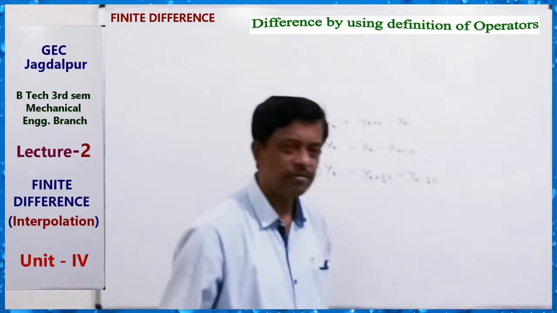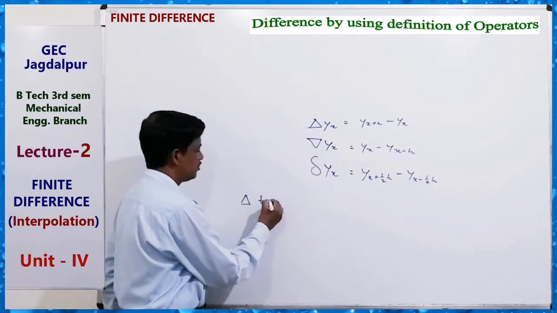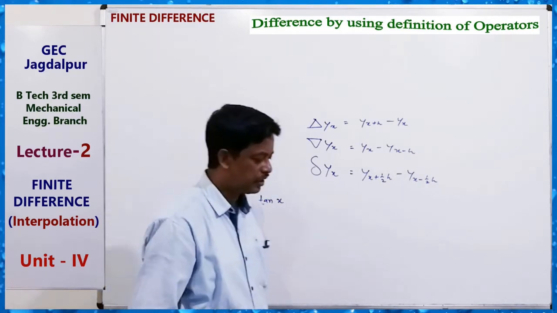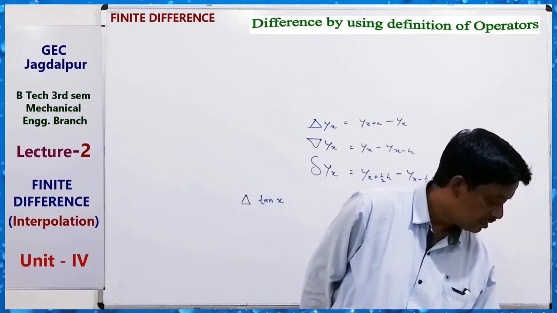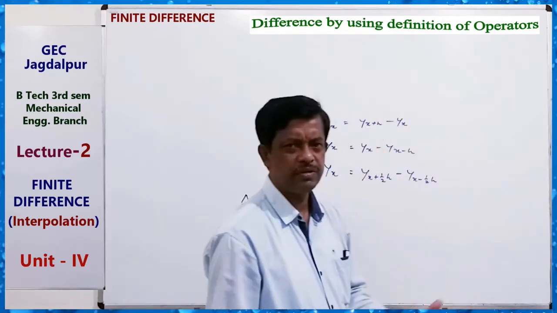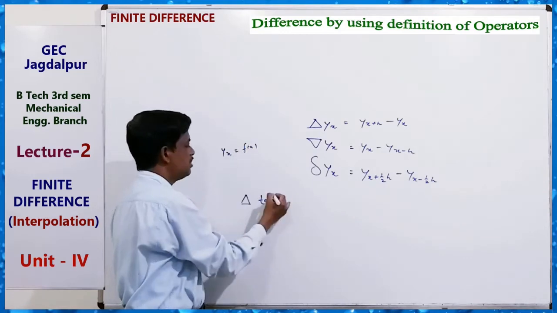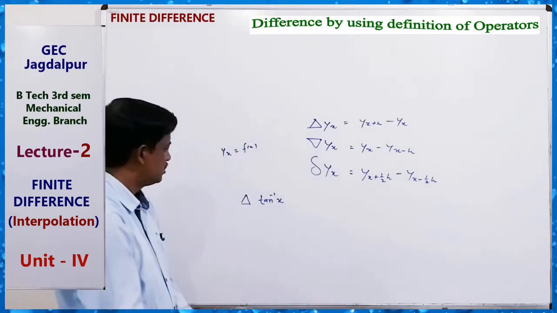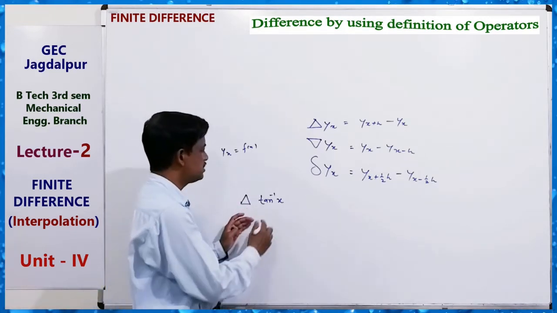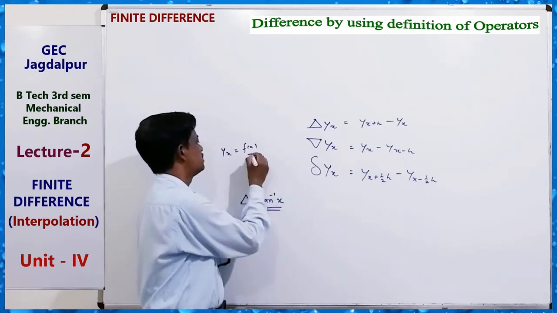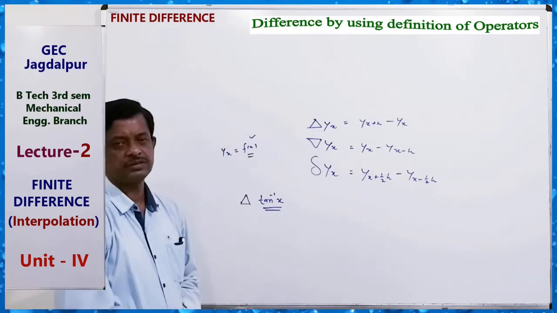Suppose evaluate the difference of, for example, tan inverse x, e to the power x log 2x, and so on. The function may be anything, because y(x) means a function of x. Here it may be tan inverse x. So the first order forward difference, just find this difference. In place of y(x) we put f(x), here tan inverse x. It is the first order difference.